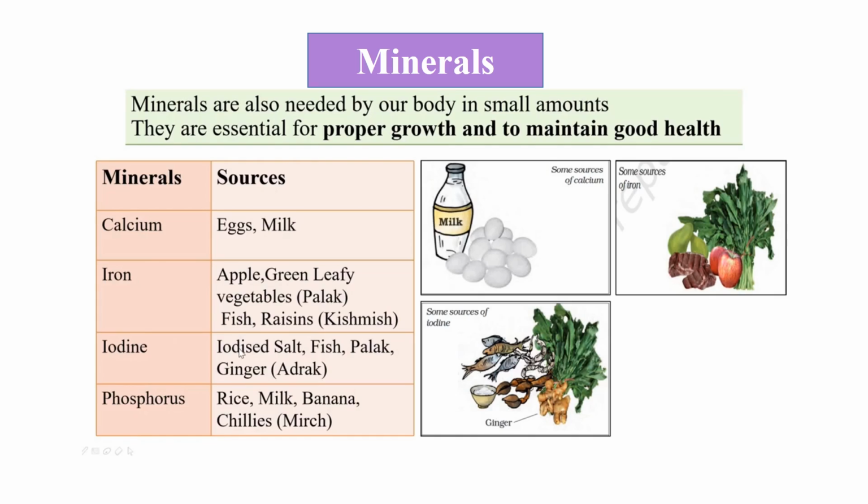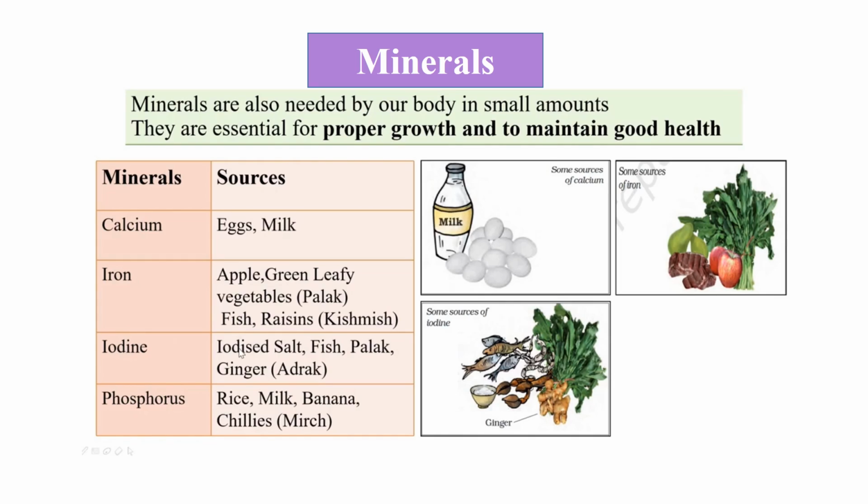What are the sources of these minerals? First comes calcium. Calcium can be obtained from food like eggs, milk, etc., as they help to strengthen our bones and teeth. Next, iron. Iron can be found in some food like apple, green leafy vegetables like palak or spinach, then fish, raisin. They are very important for the hemoglobin content of our blood. They increase the hemoglobin content of our blood.